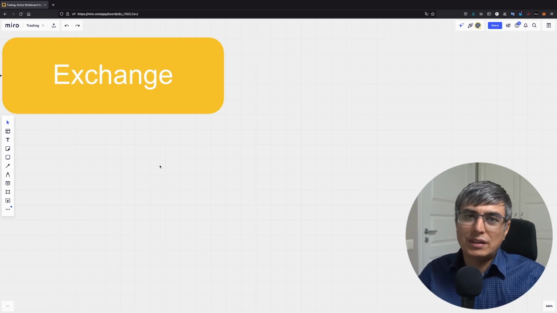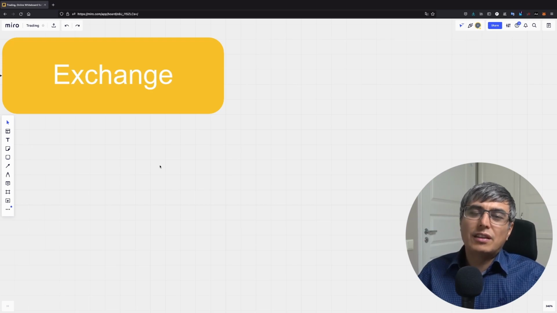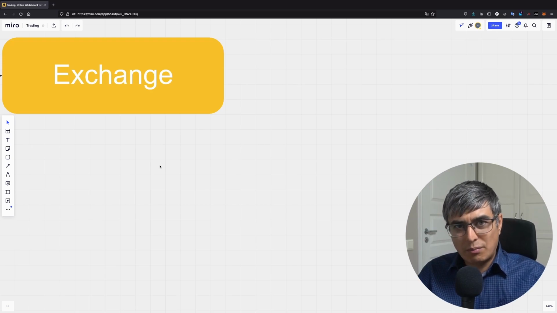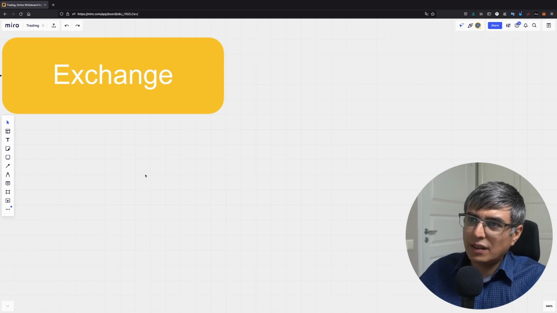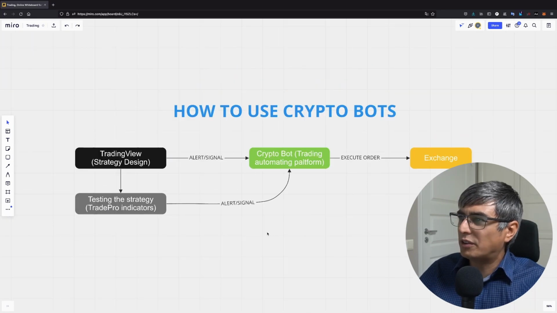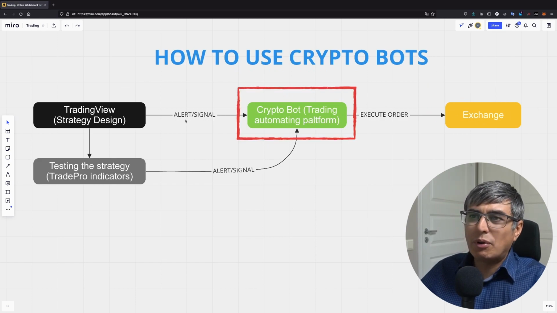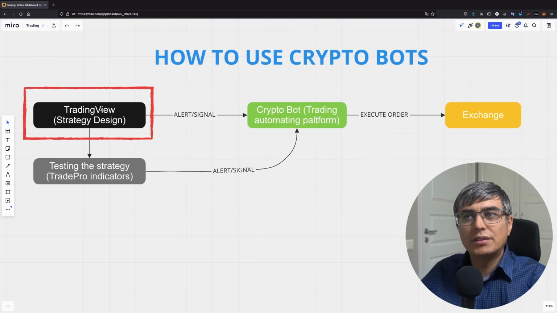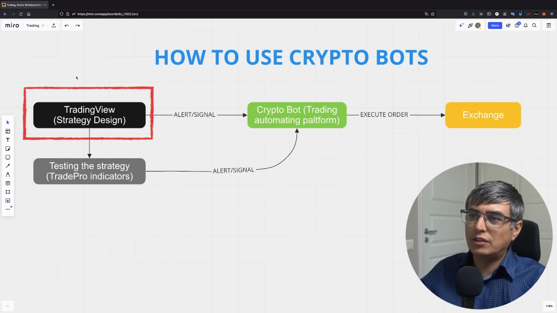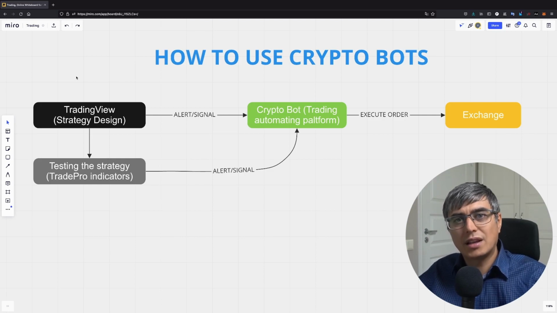And now the last point, a very important one: you need a strategy. You need some signals that you will send to your bot, and the bot will execute the trades on your exchange. Now let me drag this more and let's see the full picture here. As you can see, we have the exchange, the crypto bot or crypto platform, and the strategy. You can design your strategy, I don't know where. I am aware only of TradingView because it has many indicators, and that's why it's very used and very popular.